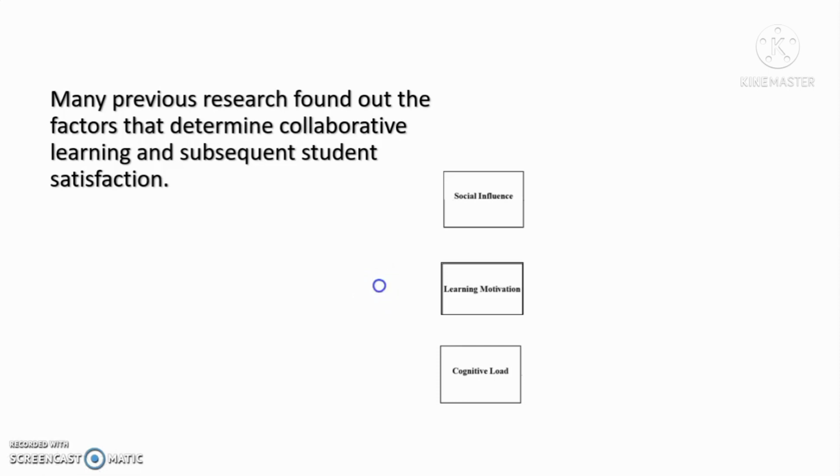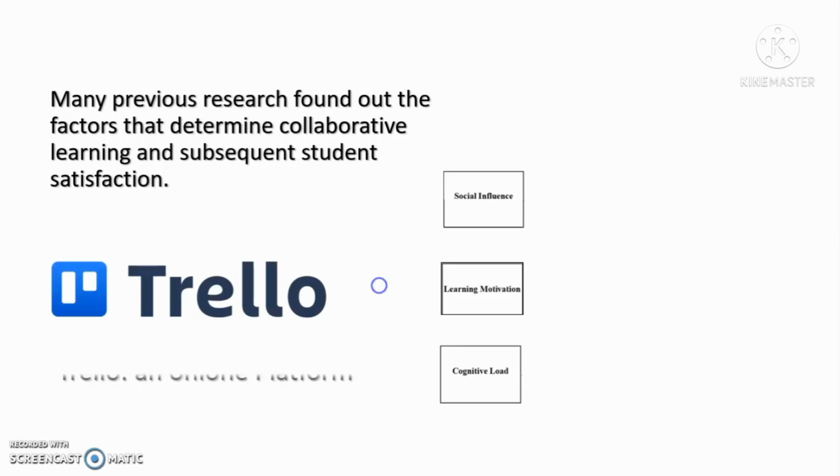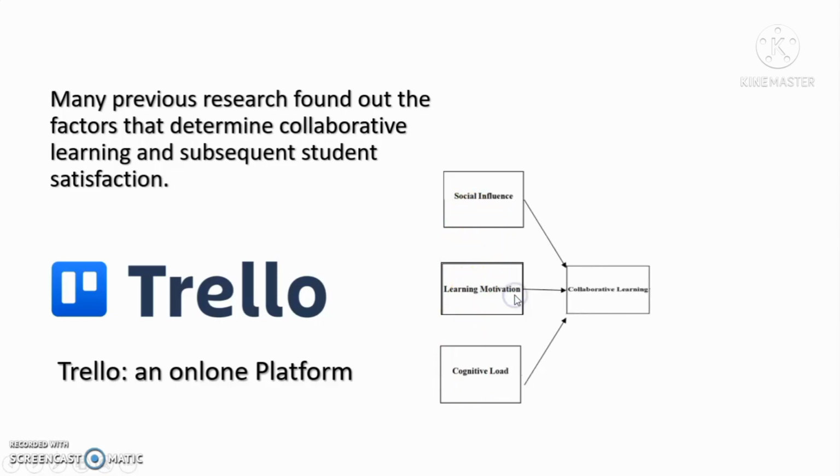want to find out using Trello. Trello is an online platform. So using this Trello, this researcher is trying to find out whether these factors, social influence, learning motivation, and cognitive load, affect the collaborative learning. And finally, the researchers want to know if this collaborative learning finally affects the student satisfaction.